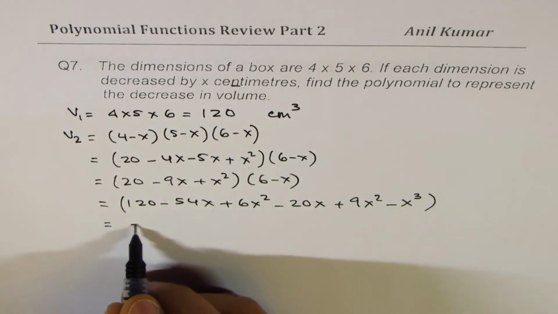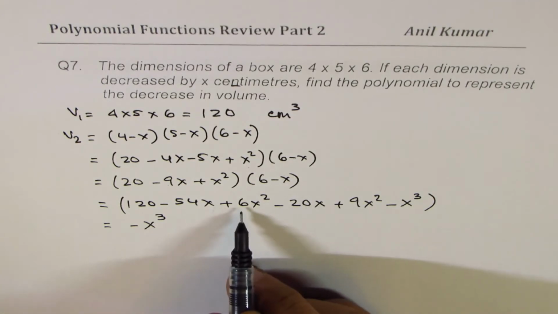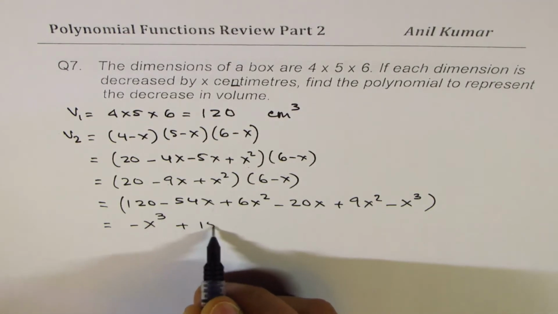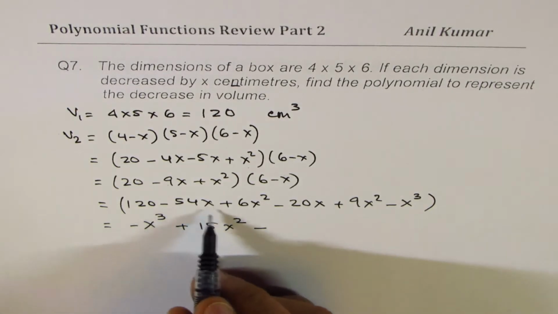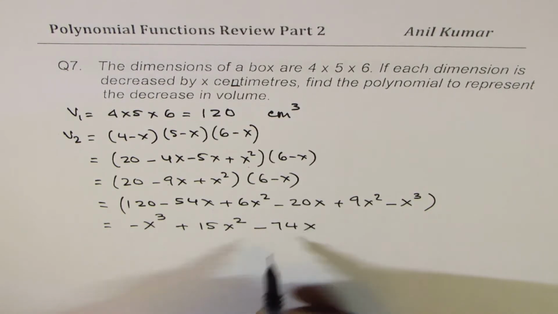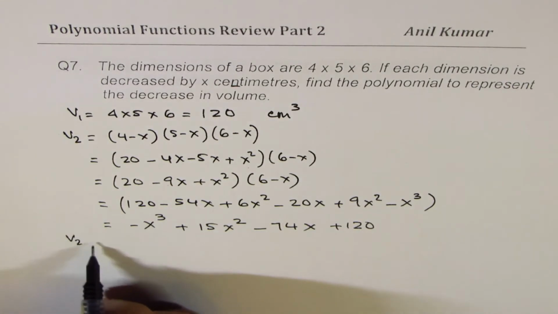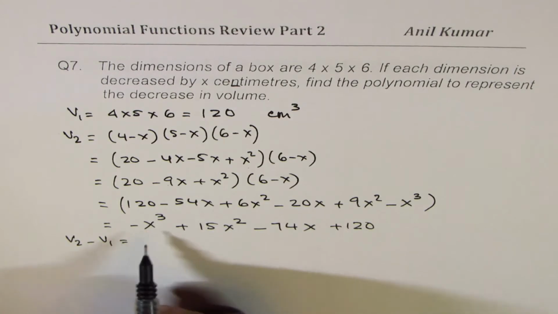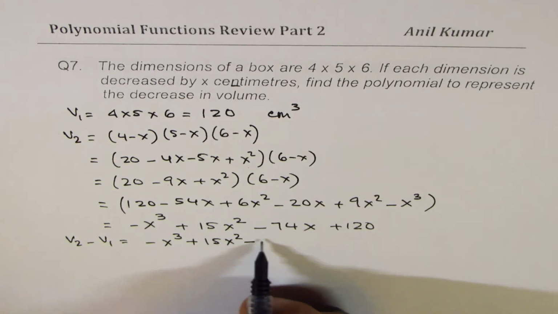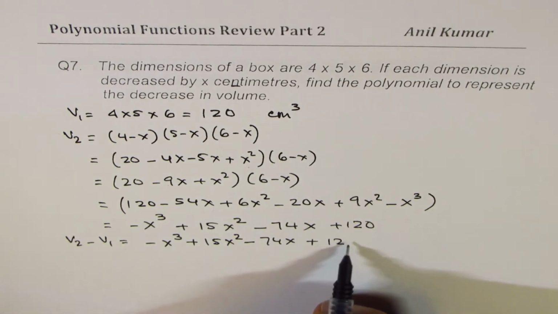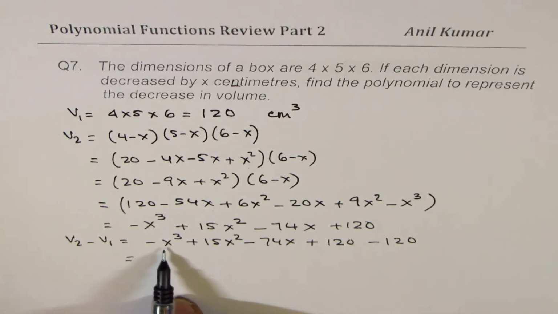We get minus x cubed. The x squared terms, 9 and 6, give us 15, so plus 15x squared. The x terms are minus 54 and minus 20, which is minus 74x, and the constant is 120. The difference in volume is V2 minus V1, which is minus x cubed plus 15x squared minus 74x plus 120, and V1 is 120. Take away 120.